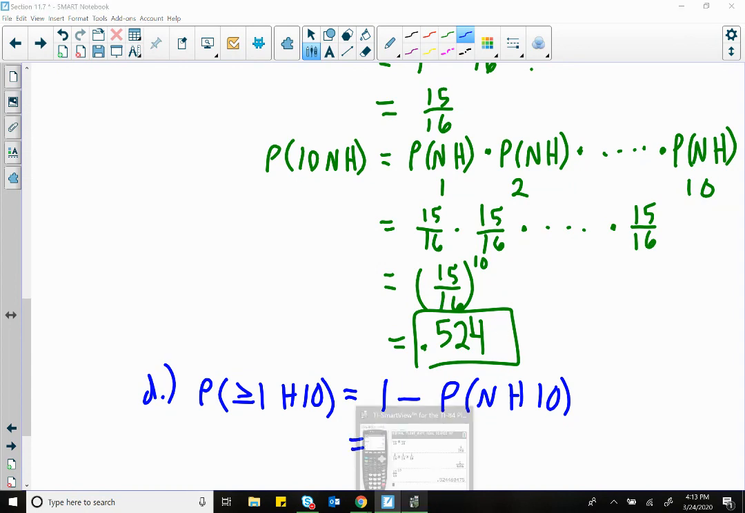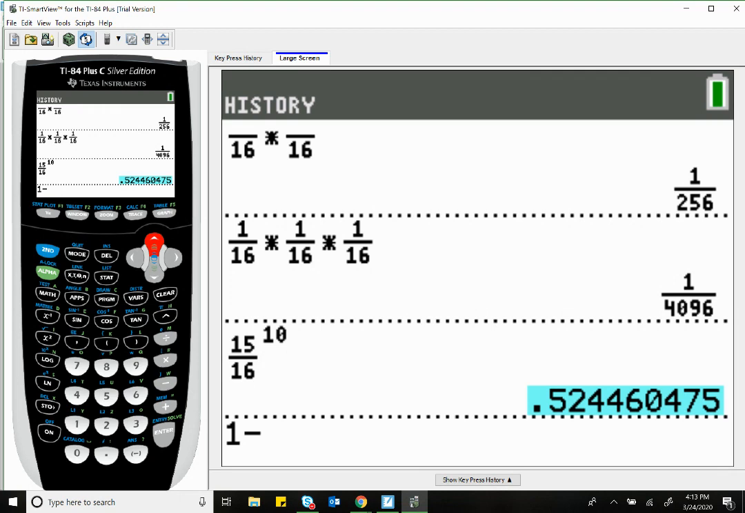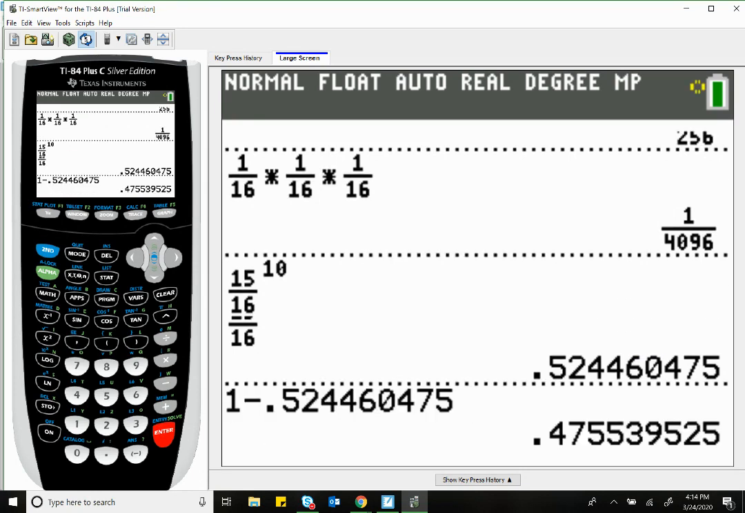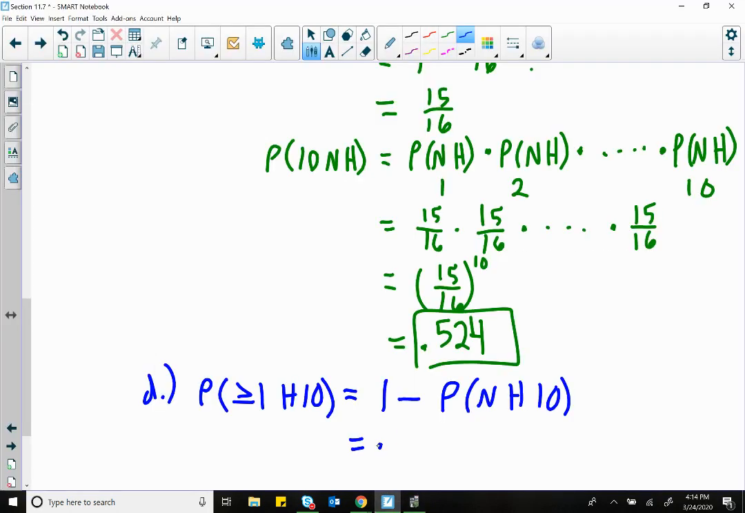So I'm going to go into my calculator because I want to keep this as accurate as possible. Instead of using that rounded number, I'm going to come right back up here to this number we just found, and I'm going to use it down there. So all we have to do is take 1 minus this number right there, and then let's round to the nearest thousandth. So we get 0.47. This second 5 says, hey, first 5, go up. So 0.476. There's the answer to part D.